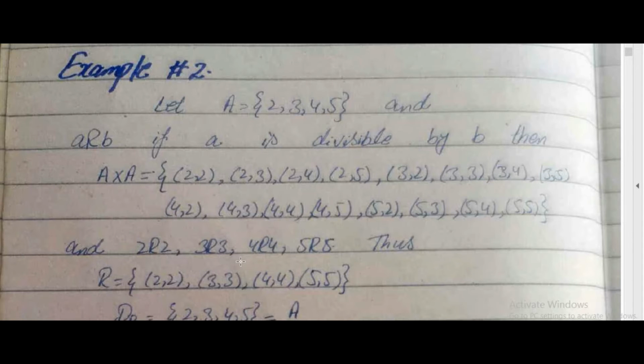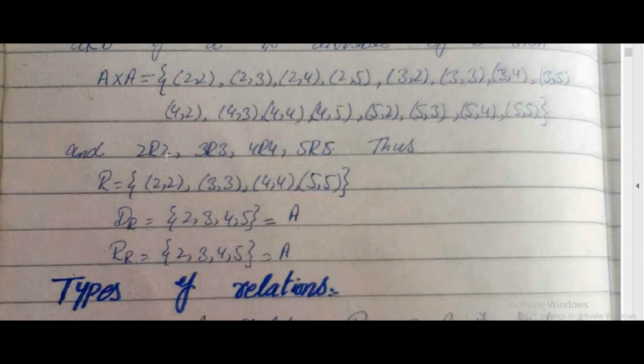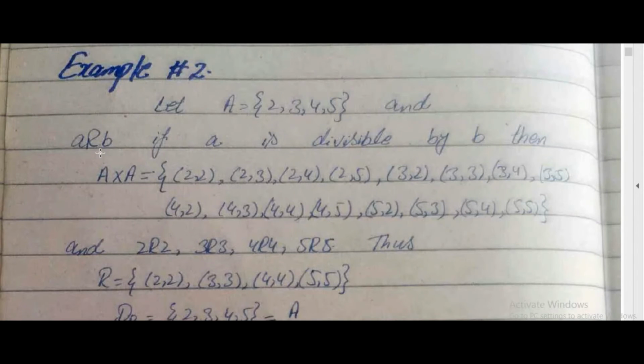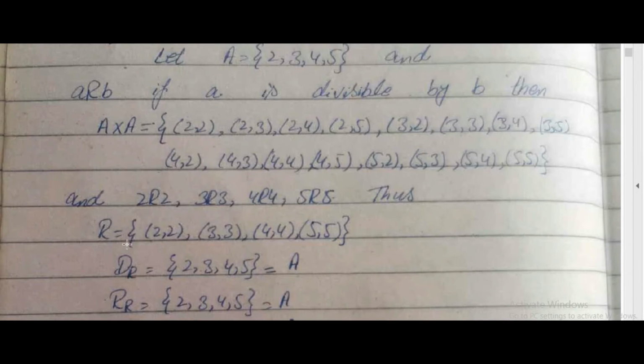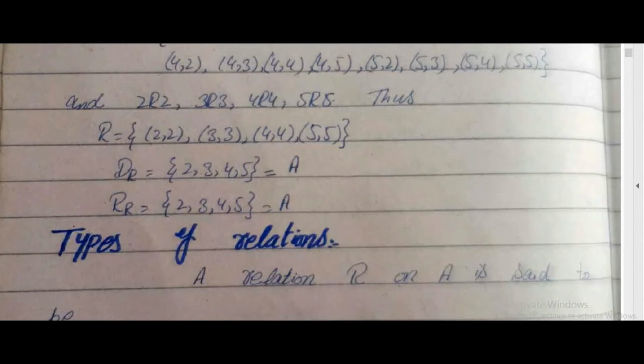Then we find a relation of A to itself, 2 R 3. Then there is a relation: if a is divisible by b, then a is related to b. We have a relation in which a should be divisible by b. So in this set, you can see that 2 is divisible by 2, 4 is divisible by 2, 4 is divisible by 4, 5 is divisible by 5, and 3 is divisible by 3. So we have the relation of these numbers, and the domain of the relation is equal to 2, 3, 4, 5, and the range of the relation is also 2, 3, 4 and 5.